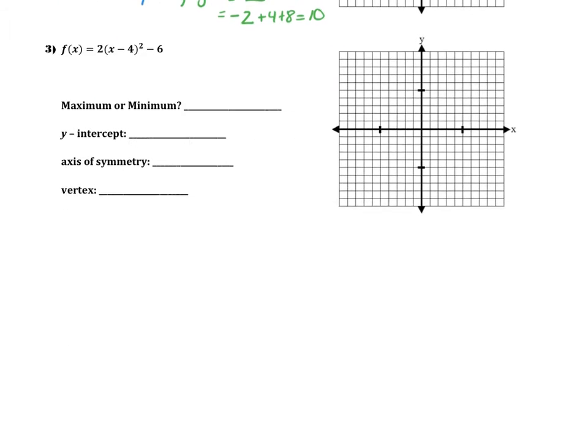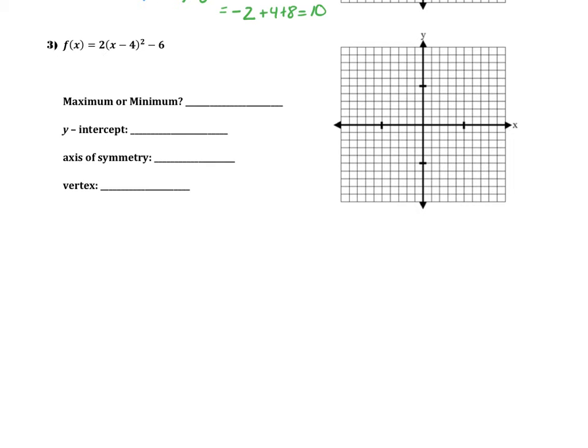Our last equation was in vertex form, and this form involves the least amount of computation because we know the minus 4 means right 4 and the minus 6 means down 6. So we're going to go right 4, down 6, and that's where my vertex is going to be, at 4, negative 6. And so we know that the axis of symmetry is always the same as the x of the vertex. Then I'm going to use my pattern, and I have to multiply it by 2 because my a value is 2, which I can see right here.